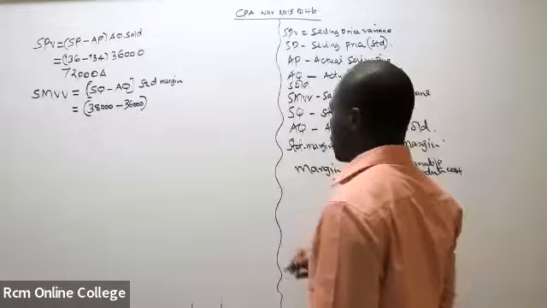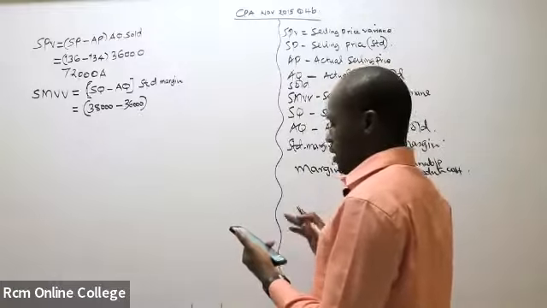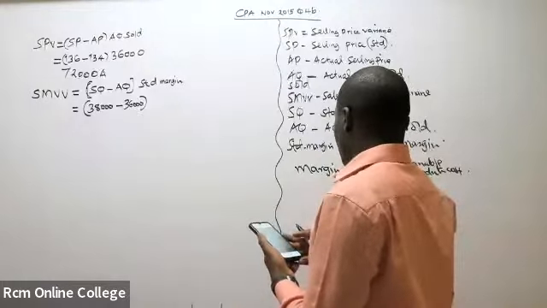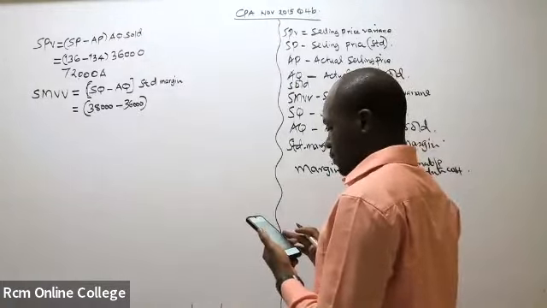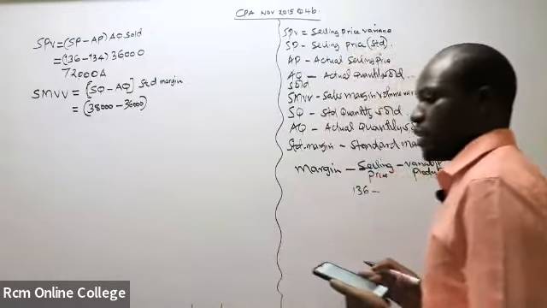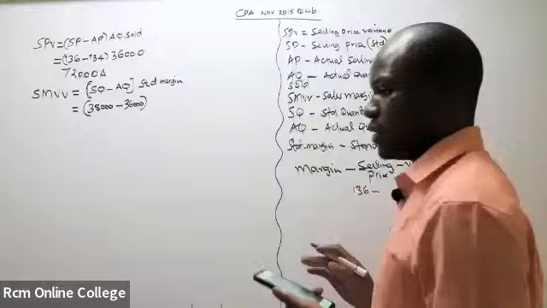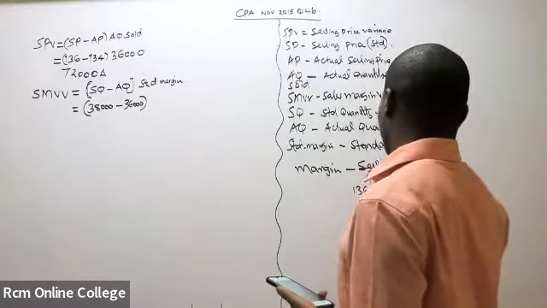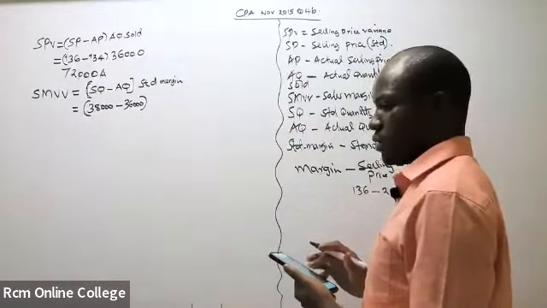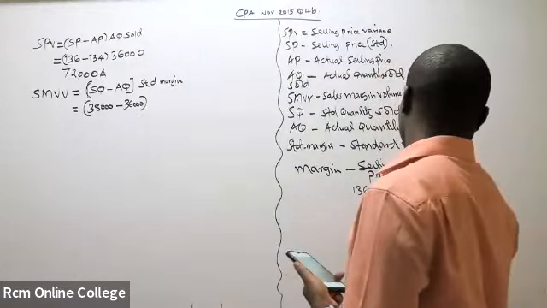Minus variable production cost, we have direct material, we have direct labor, right? And the variable production overhead if it is there. Let's start with direct material. What was the cost of direct material per unit as per the standard? 20. Minus labor. What was the labor cost per unit? 72.